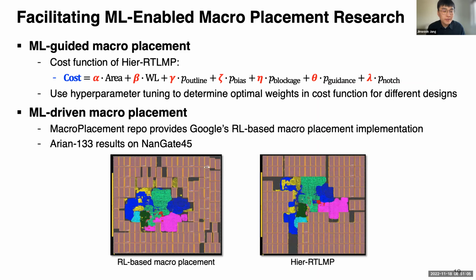Another thing we can do with this macro placement repository is machine learning driven macro placement research. The repository provides a baseline implementation of the famous RL-based macro placer from Google, and the picture shown here was obtained from that baseline implementation. Users can see all the source code and all the enablement in that repository. So with this repository, we want to provide a research foundation for macro placement research, and we also want to facilitate machine learning enabled macro placement research based on this effort.